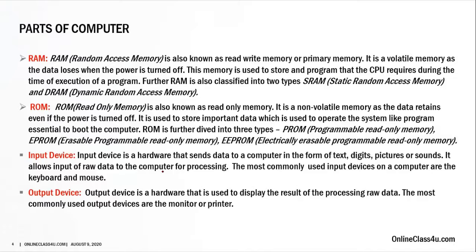Next comes the output device. Like the input device, an output device is also hardware, which is used to display the result of the processing of raw data. Whenever we send data through an input device, it goes to the CPU. There the data is processed, and with the help of the output device, it is displayed on the screen according to the instruction of the software or the hardware. The most commonly used output devices are the monitor and the printer.